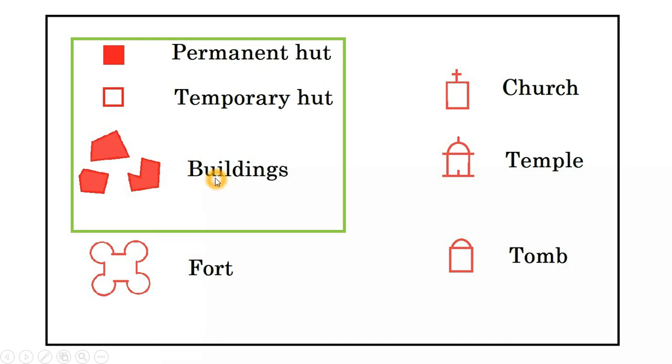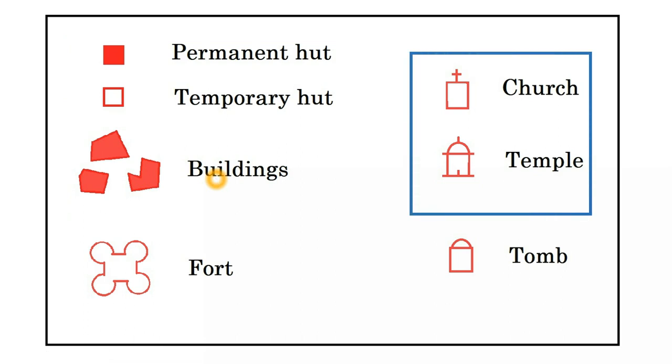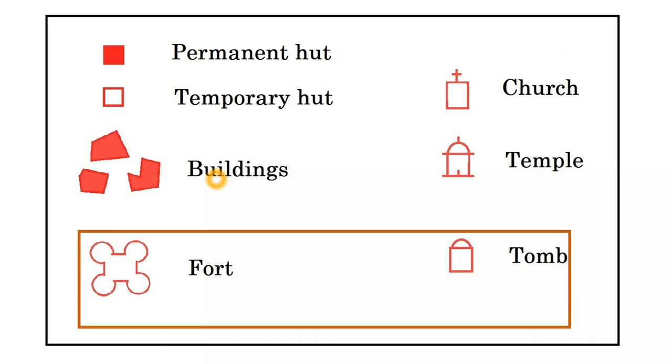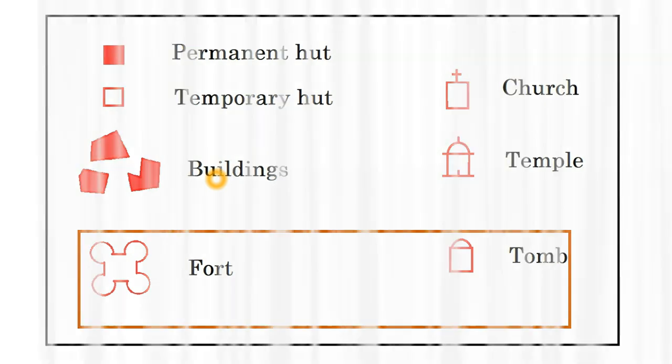Then along with these kind of buildings, we can even see worship centers like church, mosque or temple or any other kind of worship centers, as well as other buildings, sometimes fort, sometimes some other buildings, even tombs, etc. can be seen in association with settlements.